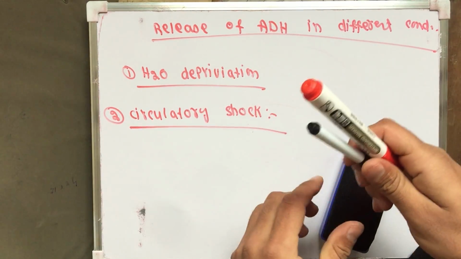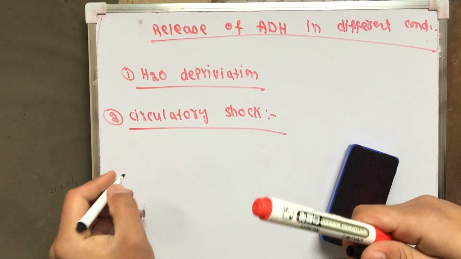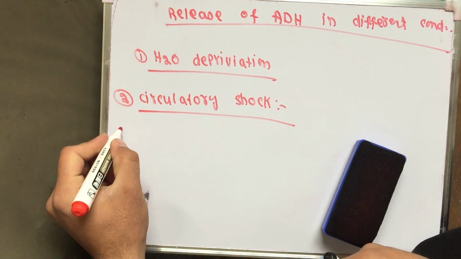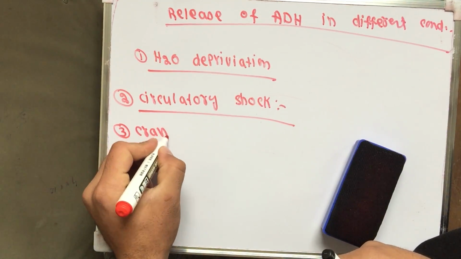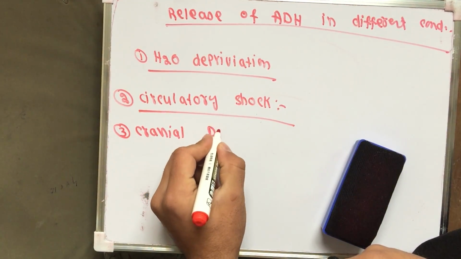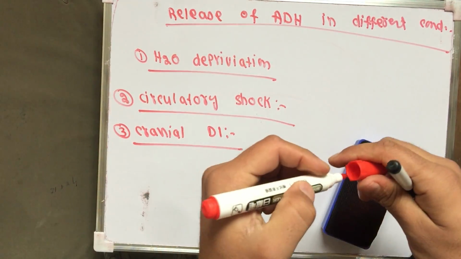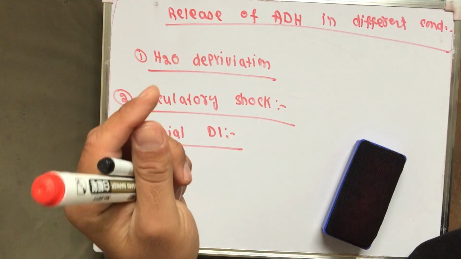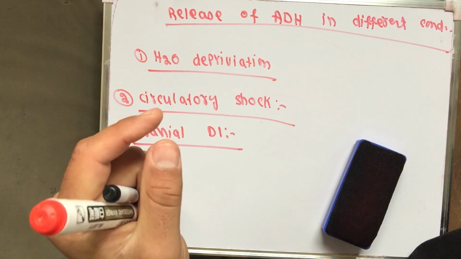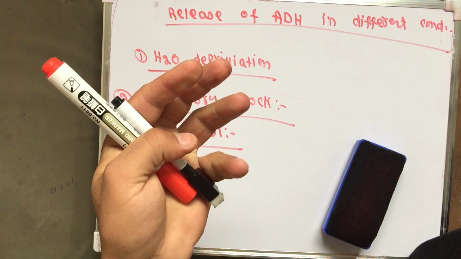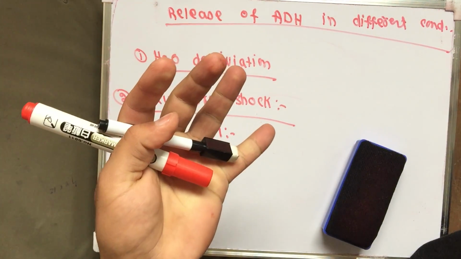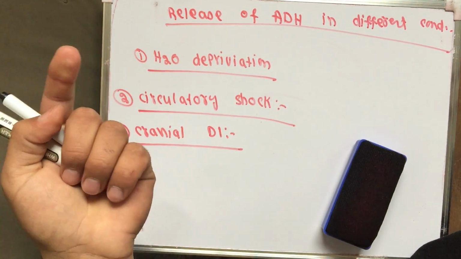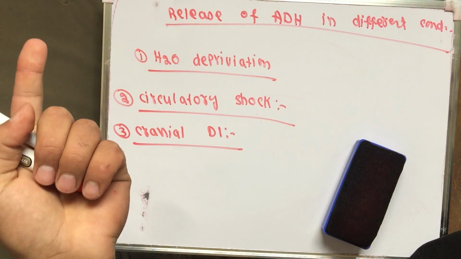Another thing is cranial diabetes insipidus. In diabetes insipidus, damage occurs to the supraoptic nucleus. The supraoptic nucleus is damaged. Thus, release of ADH is decreased too much, or no ADH is produced. However, the paraventricular nucleus may produce some antidiuretic hormone.